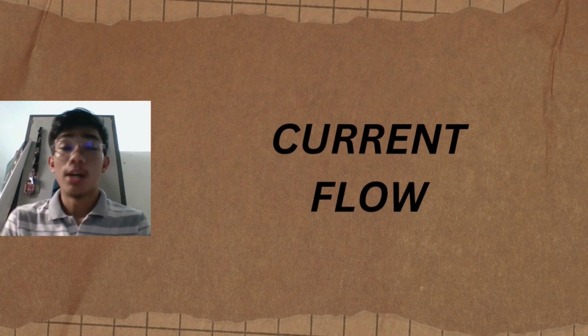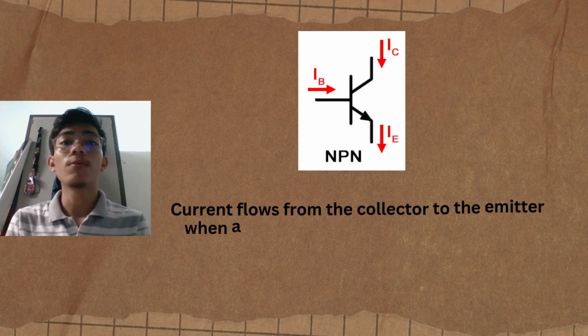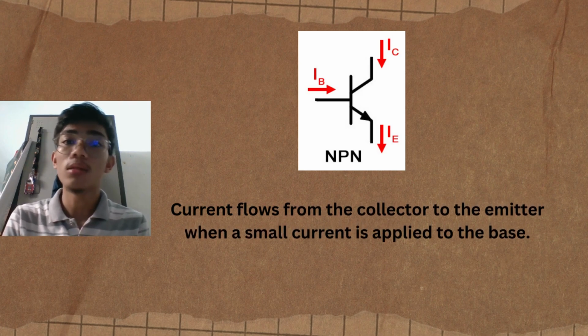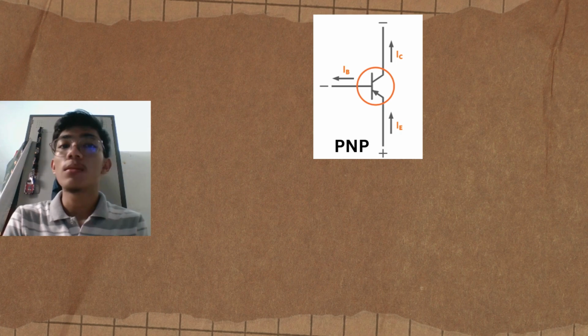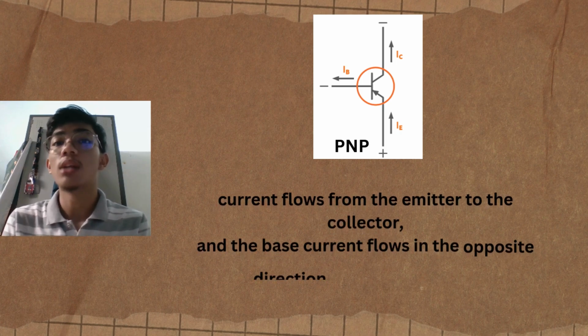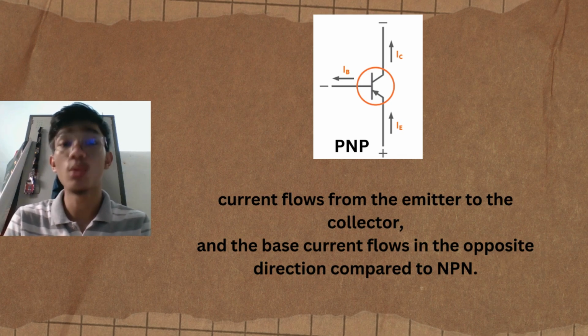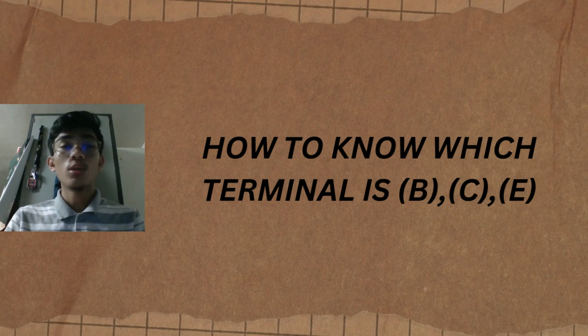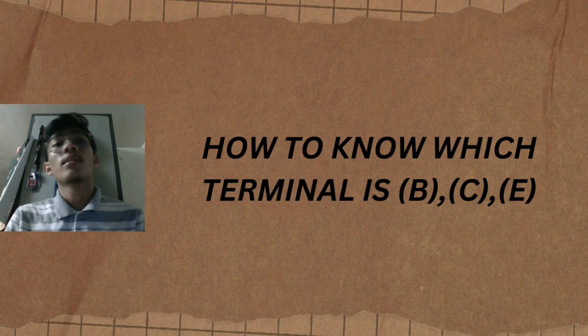Let's look at how current flows. In an NPN transistor, current flows from the collector to the emitter when a small current is applied to the base. What about a PNP transistor? In a PNP transistor, current flows from the emitter to the collector and the base current flows in the opposite direction compared to the NPN. Now I'm going to show you how to know which terminal is the base, collector or emitter.